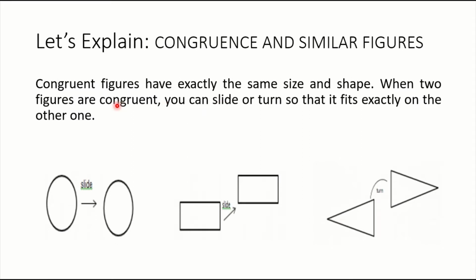So, let's explain the difference between congruent and similar figures. Let's have first the congruent figures. Congruent figures have exactly the same size and shape. When two figures are congruent, you can slide or turn one so that it fits exactly on the other. For example, this oblong: when we slide it, it will be the same as it is. Same with the rectangle, when we slide it upward.